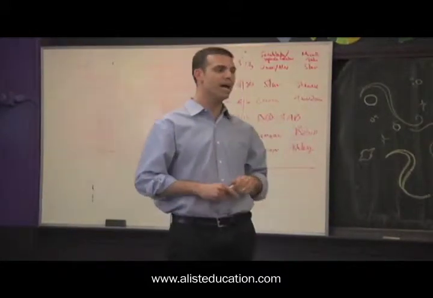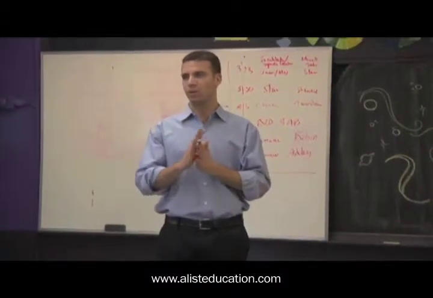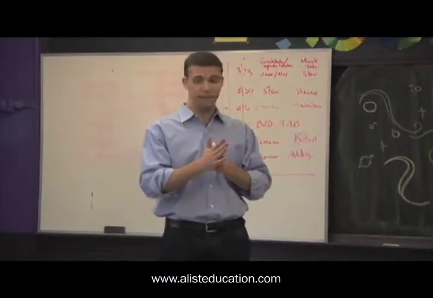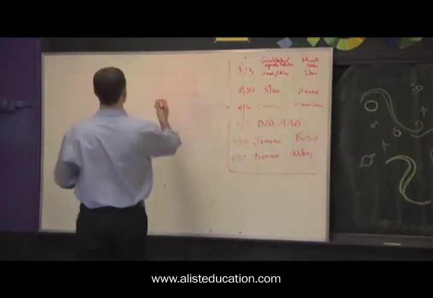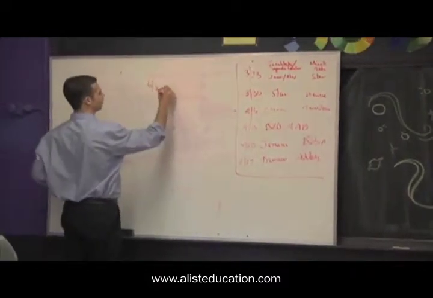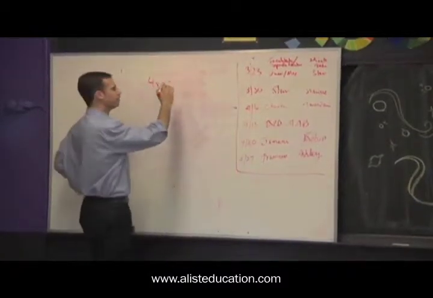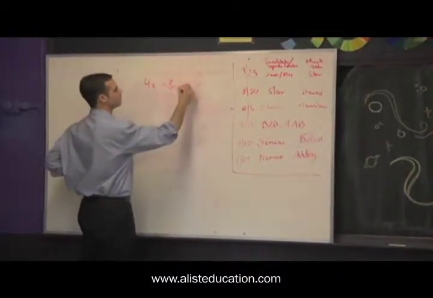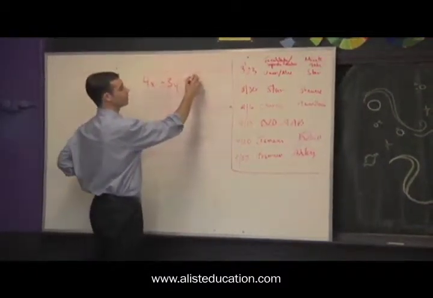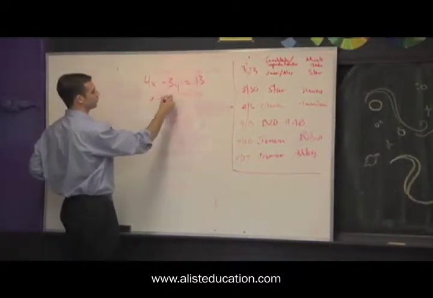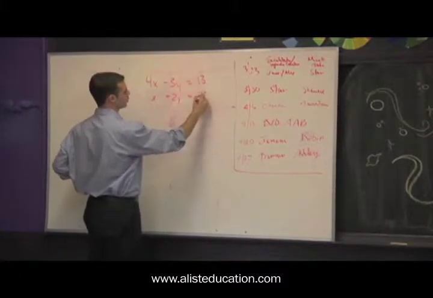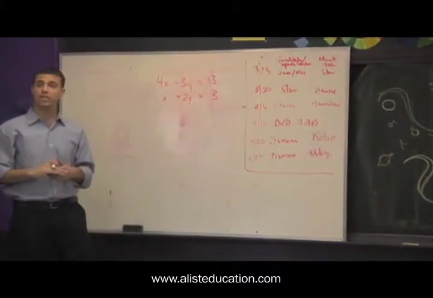This, however, is not how we want to solve equations. Why? Because we're smarter than that. If you take a look at the two equations they give us, we've got 4x minus 3y equals 13, and then x plus 2y equals 3. These are the two equations that they give us.